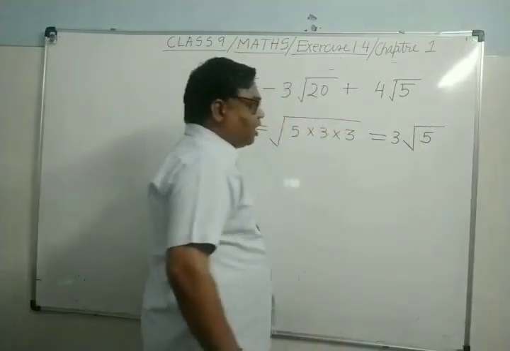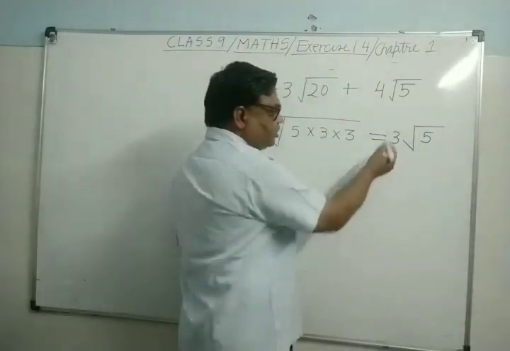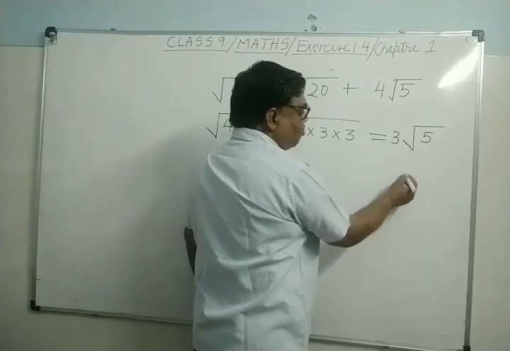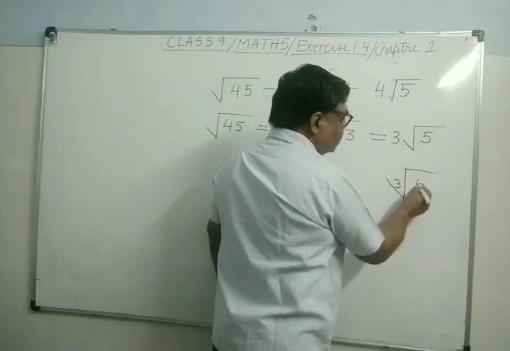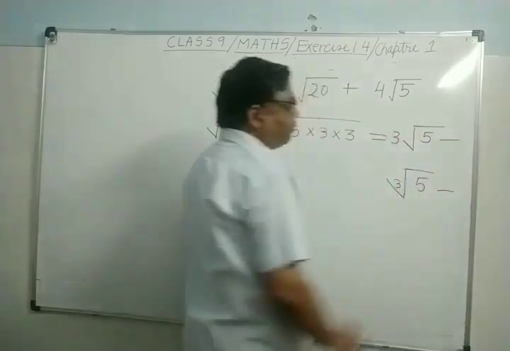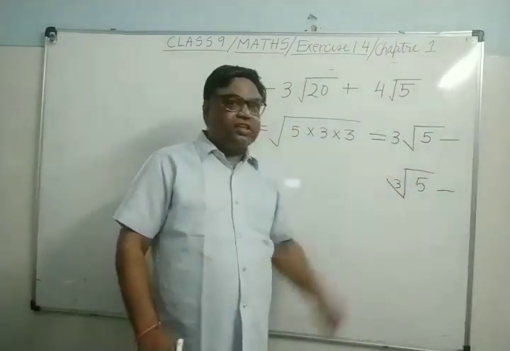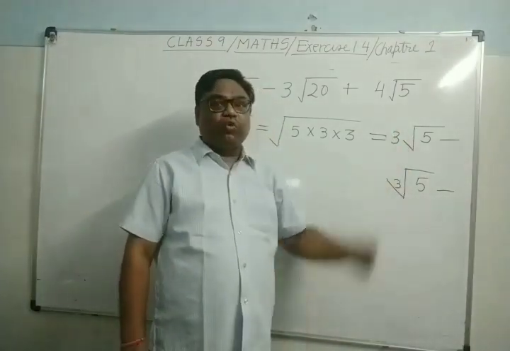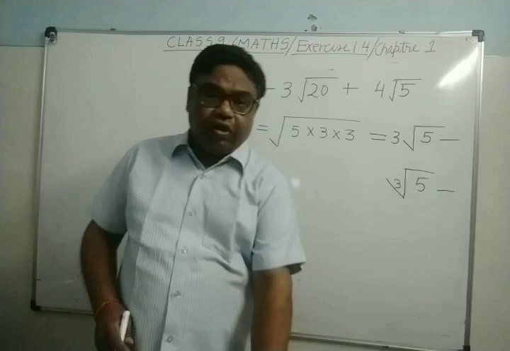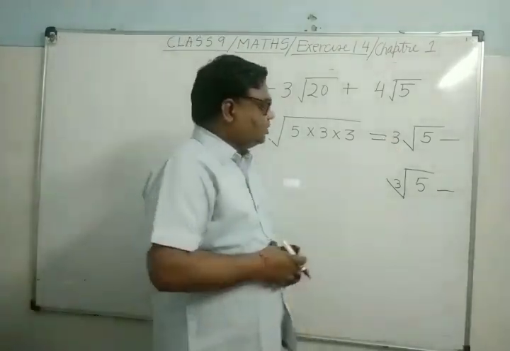And be very careful. Sometimes students don't keep the gap. So it looks like this. It's clear? This thing and this thing are different. This is 3 cube root 5 and this is 3 into root 5. So be careful in writing. Keep some space. It's clear?